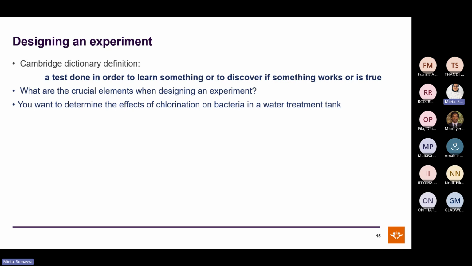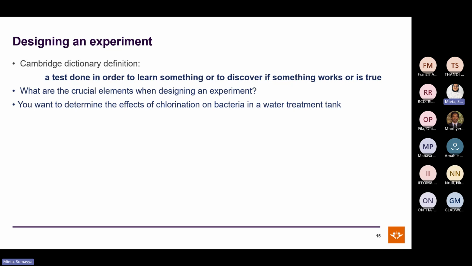If you take it on the very basic level, when you cook a meal, you're also conducting an experiment because you're not sure if that meal is going to taste nice or not. So you are actually experimenting. So what are the crucial elements when designing an experiment? And I'm not going to give you the information just yet.